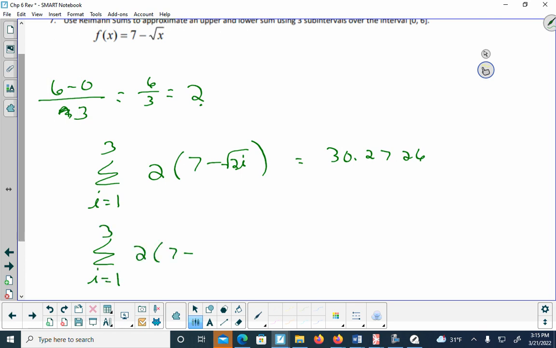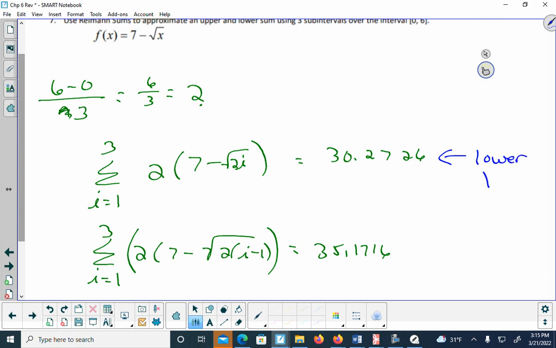The other way I'm going to do it is exactly the same: 2, and then 7 minus the square root of 2 times (i minus 1). This will be taken to the left side instead of the right side. And when I put this in my calculator, I am going to end up with 35.1716. And the lower one is the lower limit, and the higher one is the upper limit. And that's all I have to do.